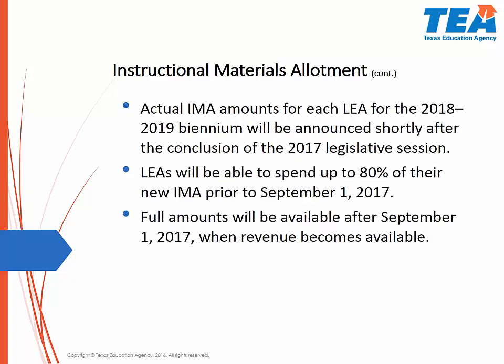The 2018-2019 biennium allotment amounts will be announced shortly after the conclusion of the 2017 legislative session. Session ends in May, but there's always the possibility of a special session that would conclude in June. Districts and charters are able to spend up to 80% of their new IMA prior to September 1st, 2017. The full amounts will be available after September 1st, 2017 when revenue becomes available.